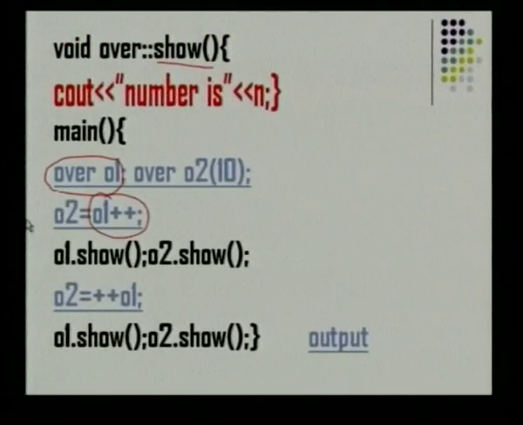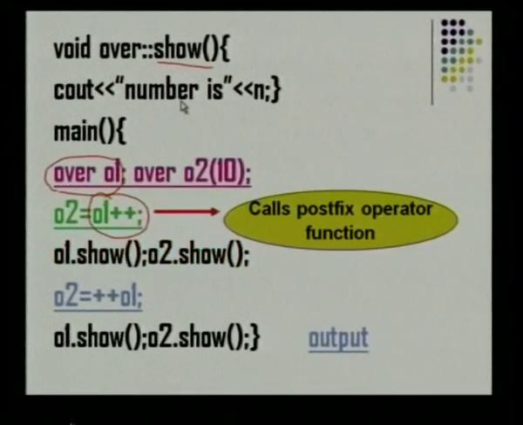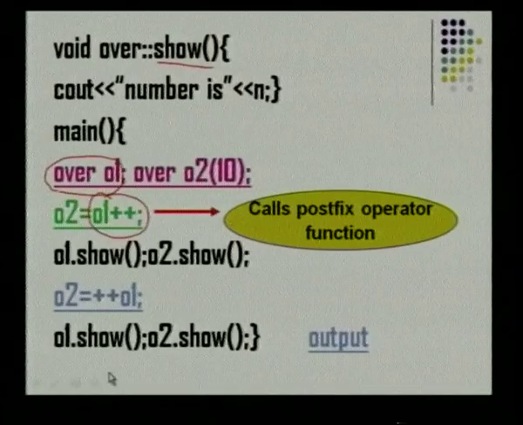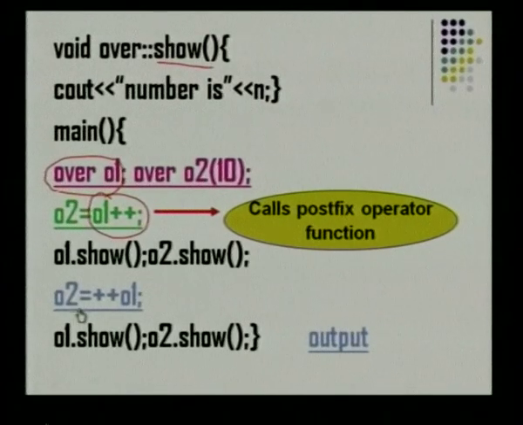Then what do we have in the next statement? We have O1.show and O2.show. Show is nothing but to display the result. Now, O1 has the value of n as 0. O2.show has the value of 10, or 100, it is only given as an example. So, you can just assume that O2 has the value 10 or 100 and you can display the result. The next statement is O2 is equal to plus plus O1. Here you can see the operator is coming before the operand.